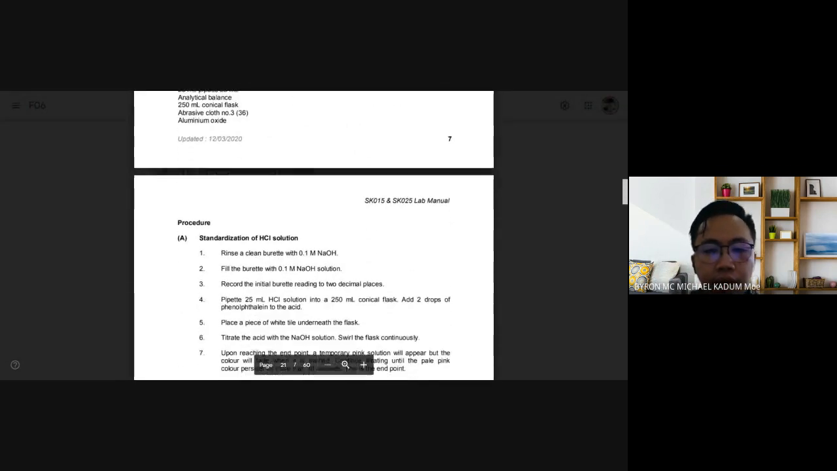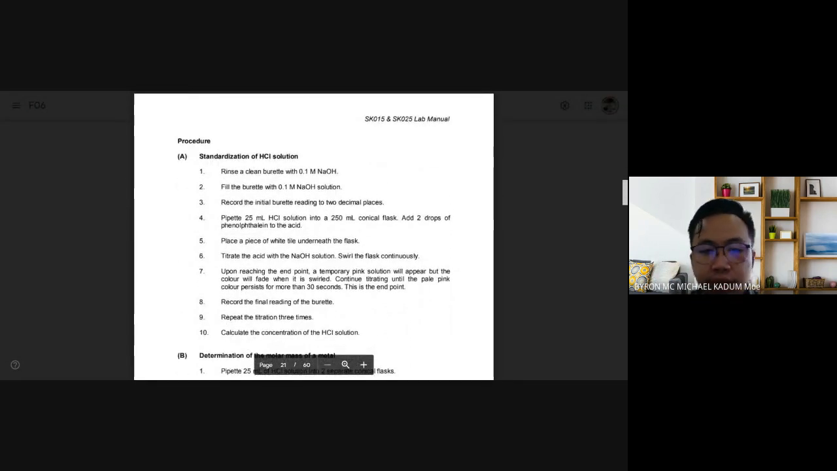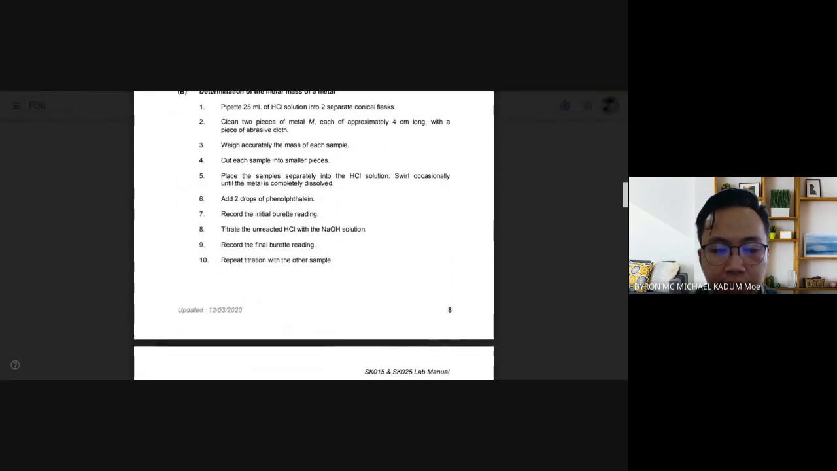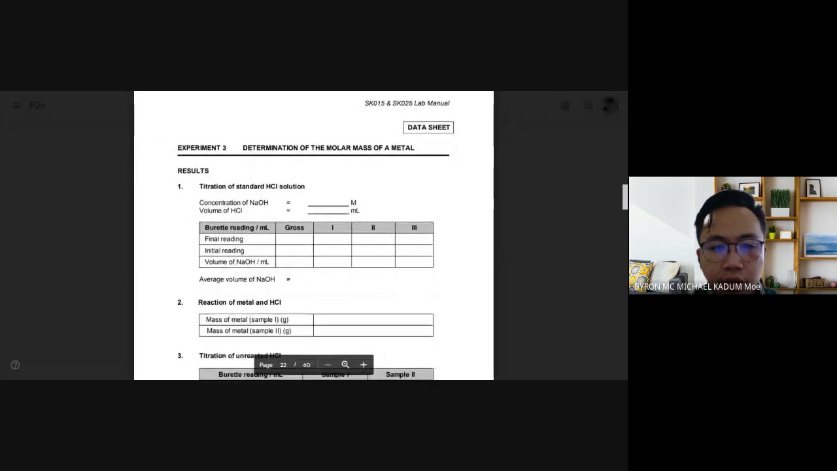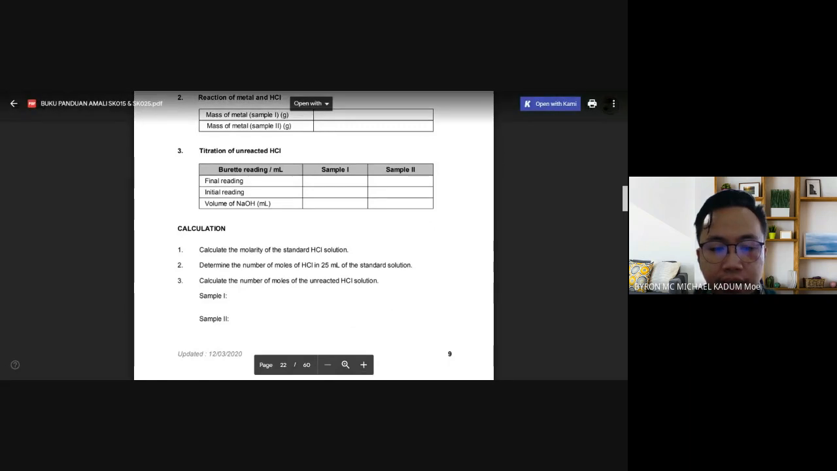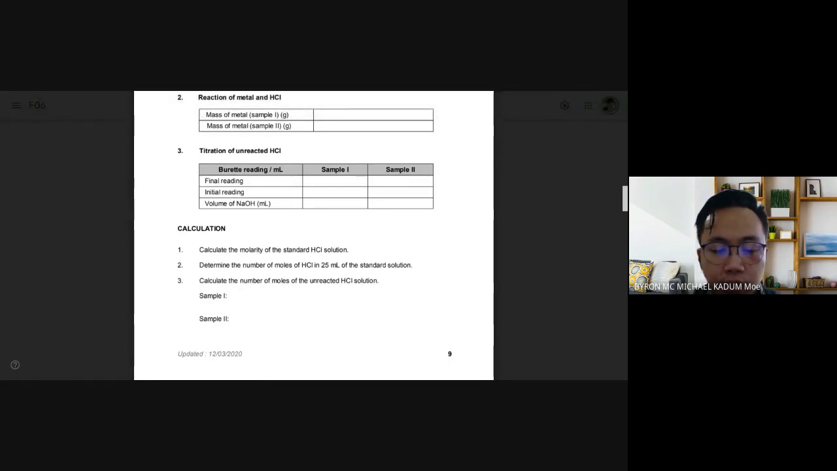And then for the procedures, as usual, you need to write in past tense. You have part A and part B, don't forget. Over here, you have the results, the table, and how you're going to write the analysis afterwards. And the lab manual is giving you the clue of what calculation you need to be doing.